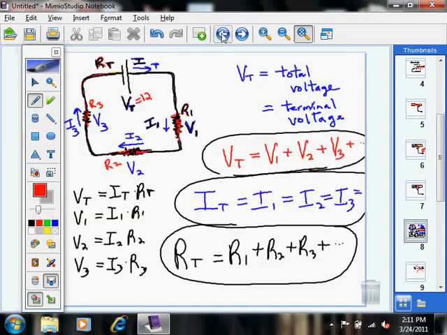So, ladies and gentlemen, here we have all of the hidden relationships that you need to solve series circuits. So let's try one, shall we? Okay, let's get to it.